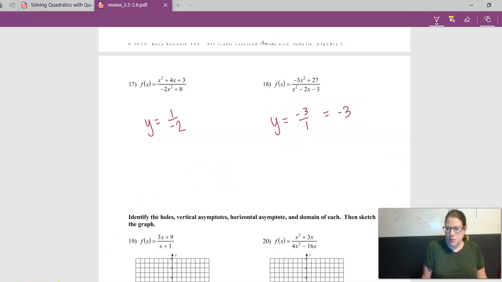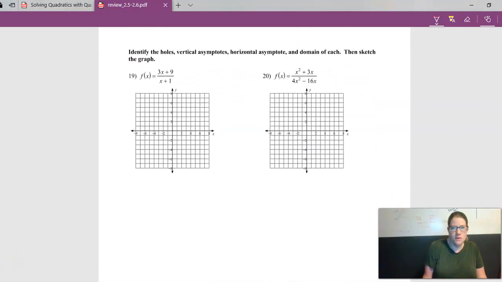Okay, and then lastly, we need to look at these sketching the graph ones. Let's look at number 20. So we're going to need to factor just like what we did before. On the top, I'm going to pull out an x, which would leave x plus 3. On the bottom, I'm going to pull out a 4x, which would leave x minus 4. So the domain, remember just looking at the denominator, x cannot be 0 or 4. 0 from the 4x or 4 from the x minus 4.